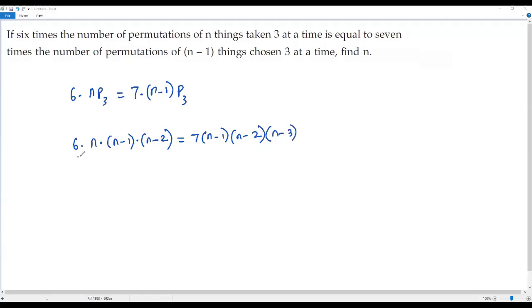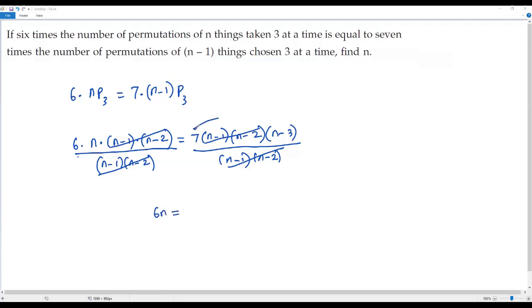So here, let me divide both sides by (n negative 1) times (n negative 2), because we find (n negative 1)(n negative 2) on both sides of this equation. Let me do it. So this (n negative 1)(n negative 2) will cancel, and here also the same thing. On the left side we have 6 times n, that is 6n. On the right side we have 7 times (n negative 3). Now we can distribute this 7 to n and negative 3. Then I'm getting 7n. 7 times negative 3 is negative 21.